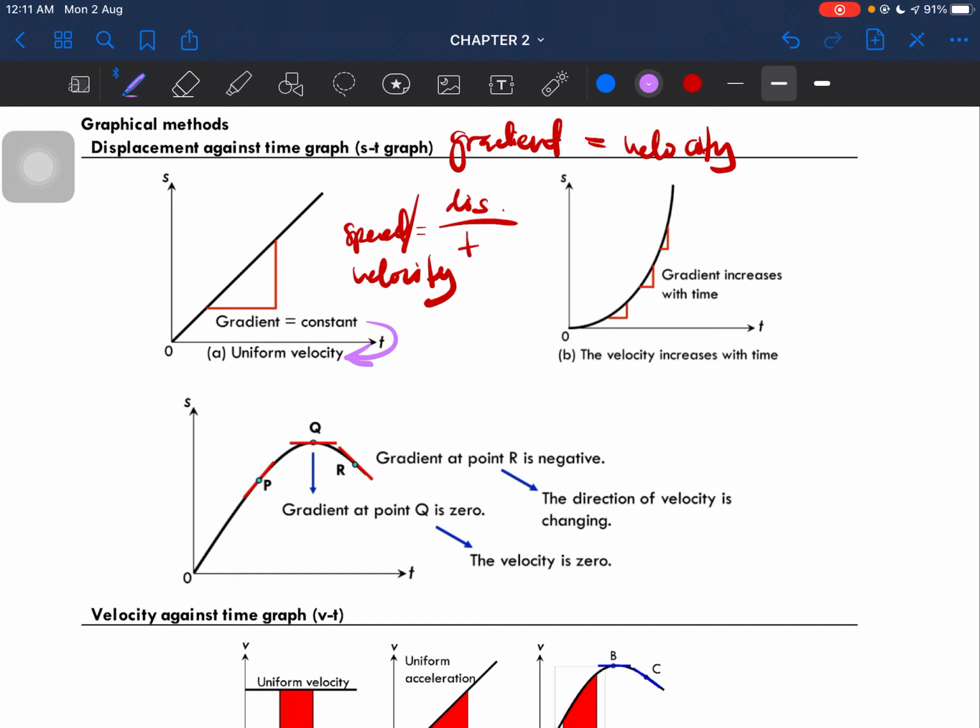Right, this one now tells us the velocity increases with time. Why? Because we can see that the gradient here keeps on increasing as time goes by. Okay, so this one just now is constant velocity, and this one is velocity increases with time.